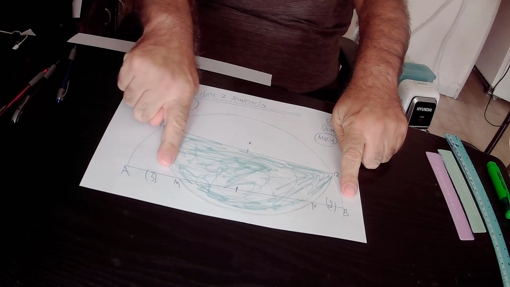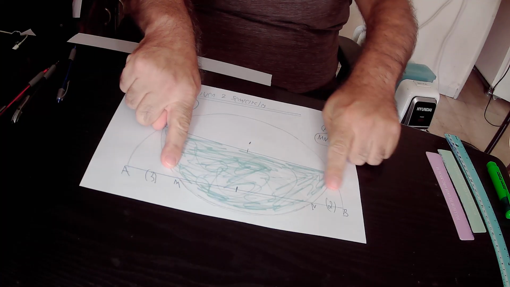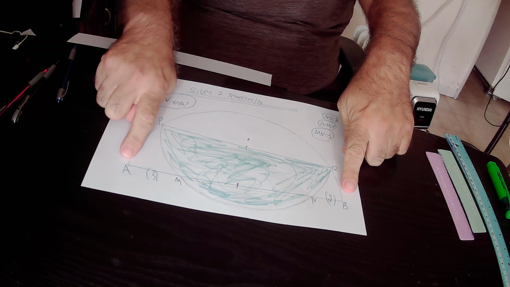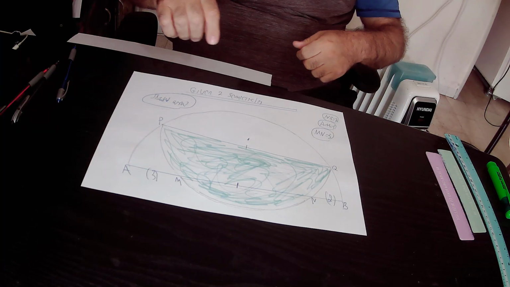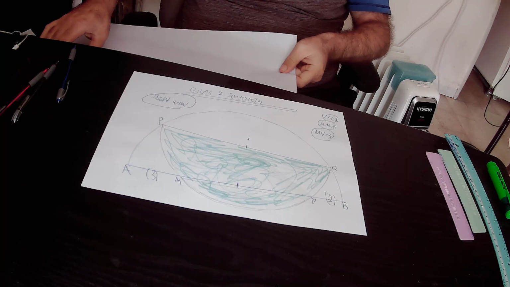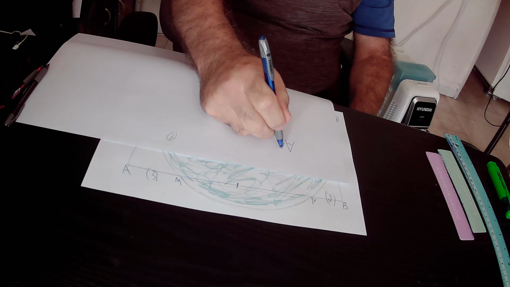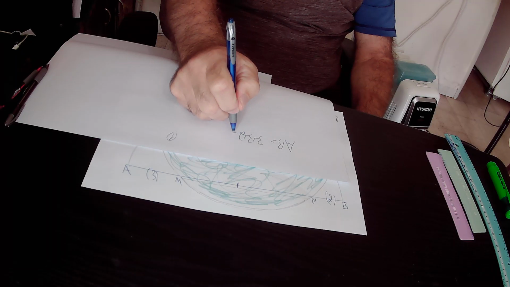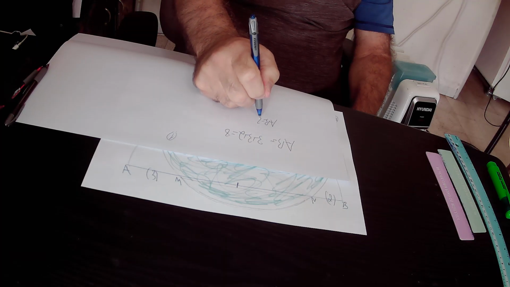AB in total equals AM, that is 3, plus MN, that is also 3, plus NB, that is 2. So in total, AB equals 3 plus 3 plus 2, that is 8. So now, the diameter AB of the big semicircle equals 8.